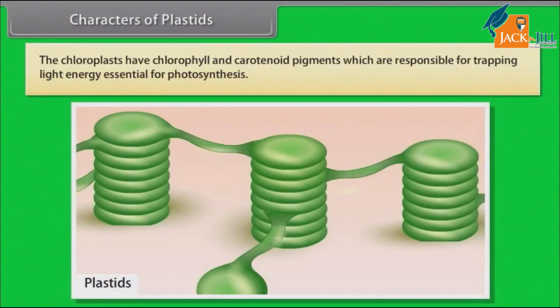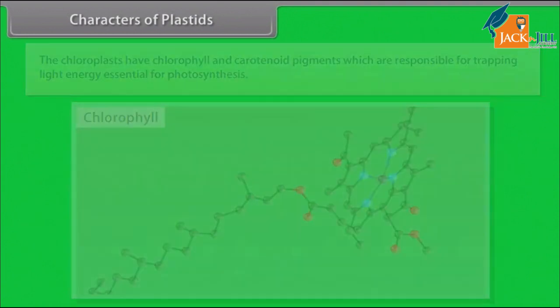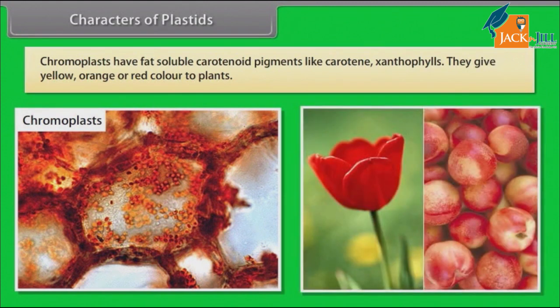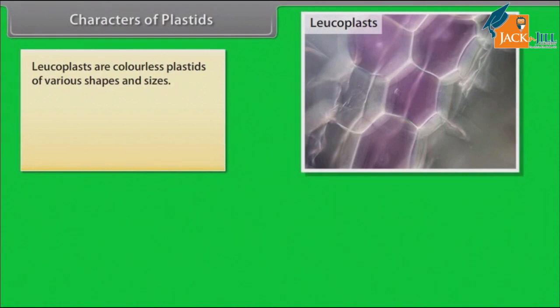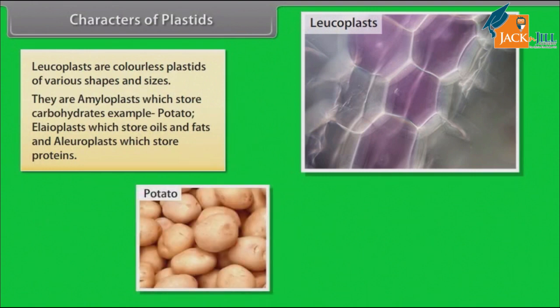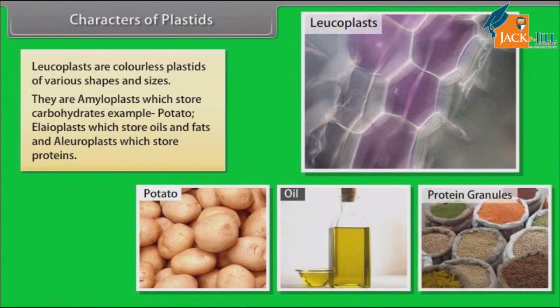The chloroplasts have chlorophyll and carotenoid pigments which are responsible for trapping light energy essential for photosynthesis. Chromoplasts have fat-soluble carotenoid pigments like carotene and xanthophylls. They give yellow, orange, or red color to the plants. Leucoplasts are colorless plastids of various shapes and sizes. They are amyloplasts which store carbohydrates, for example in potato, elaioplasts which store oils and fats, and aleuroplasts which store protein.